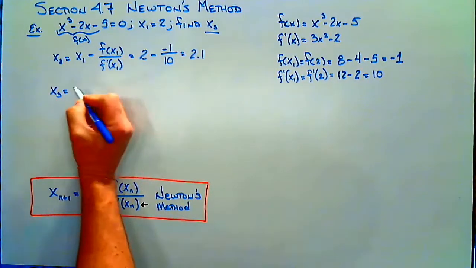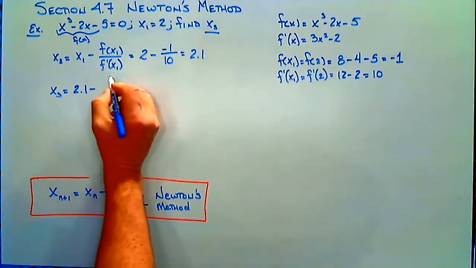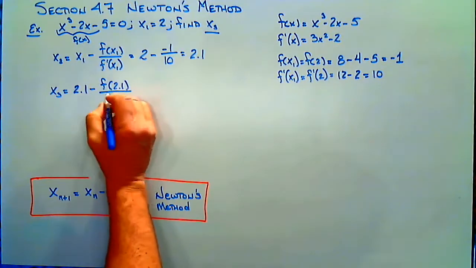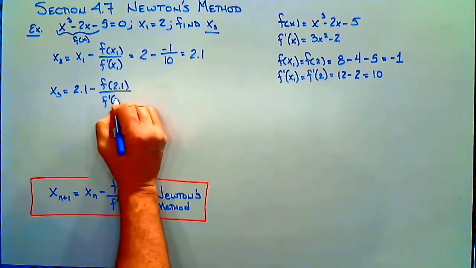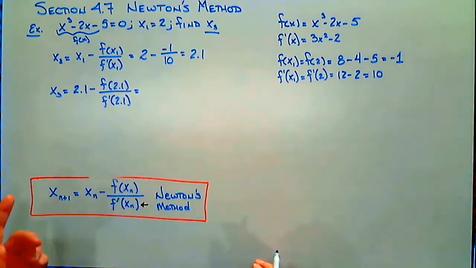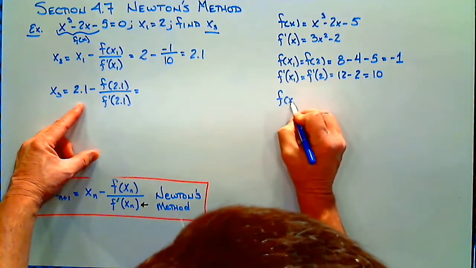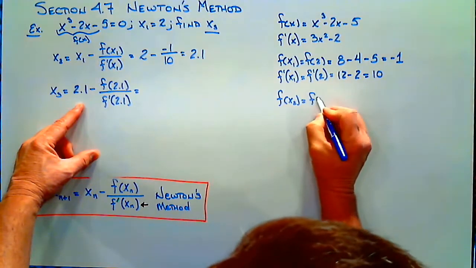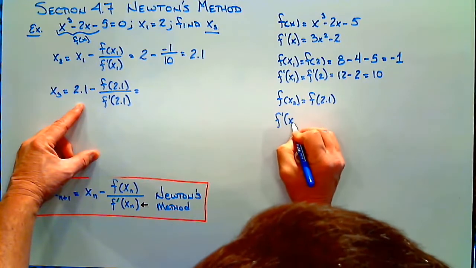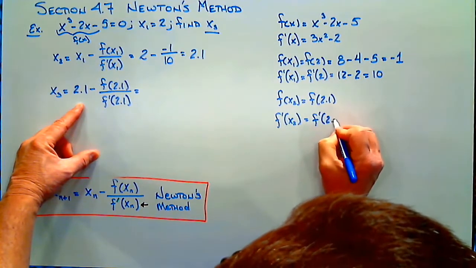Right? This is where our calculator is going to come in really handy, because now what do we have? We have 2.1 minus f of 2.1 divided by f prime, that again sinks to the bottom. And so what are we going to be asked to do? We're going to be asked to find f of x of 2, which is f of 2.1. And then we're going to have to find f prime of x of 2, which is f prime of 2.1.